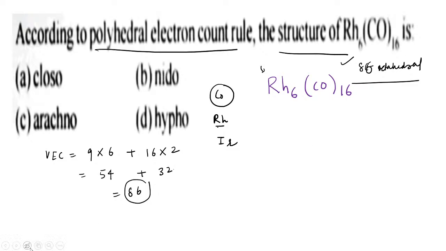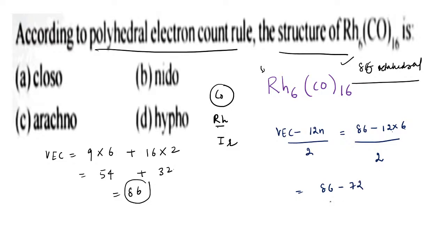Now, if it's an 86 electron complex, the next thing is we have to find the structure. How can we find it? Valence electron count minus 12n, divided by 2. With this method we can find out the structure of this particular complex. The total valence electron count is 86, minus 12 times the number of metals, which is 6, so 12 into 6, divided by 2. Now this is 86 minus 72, which is 14, divided by 2, and that will give you 7. So now the correct answer is 7.